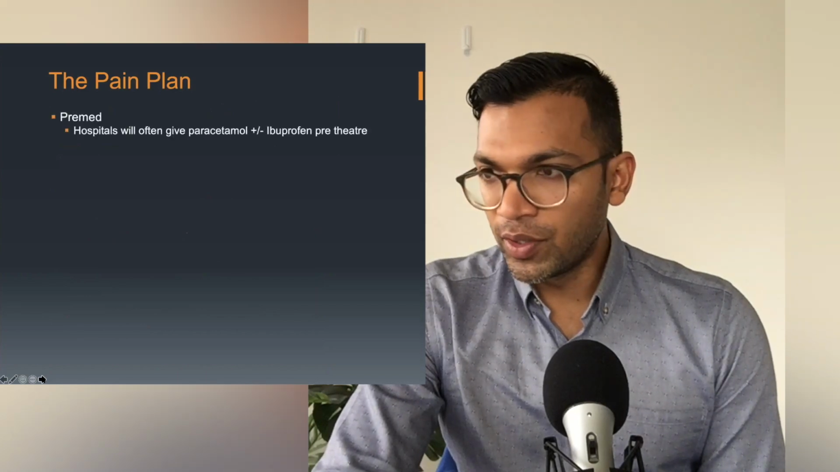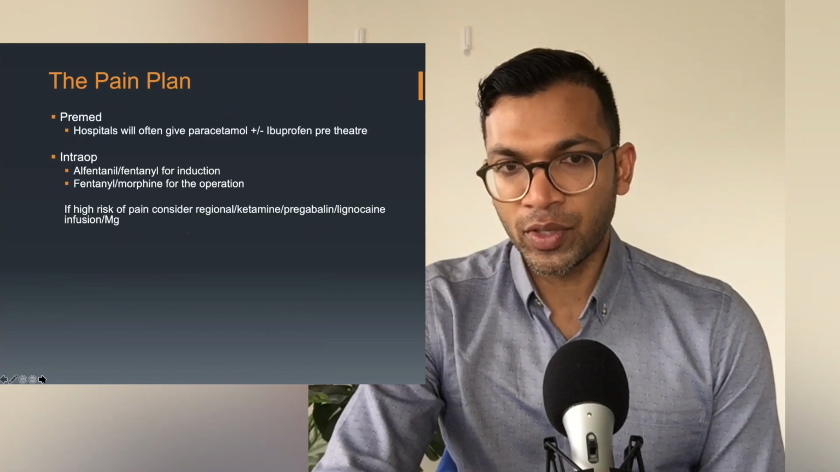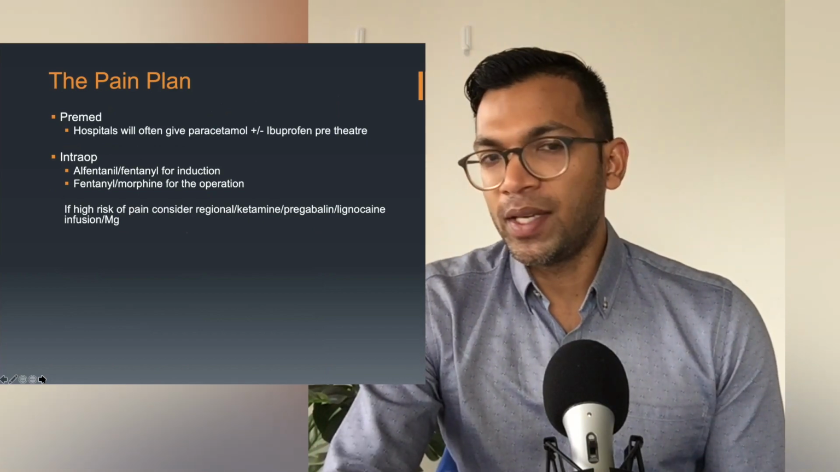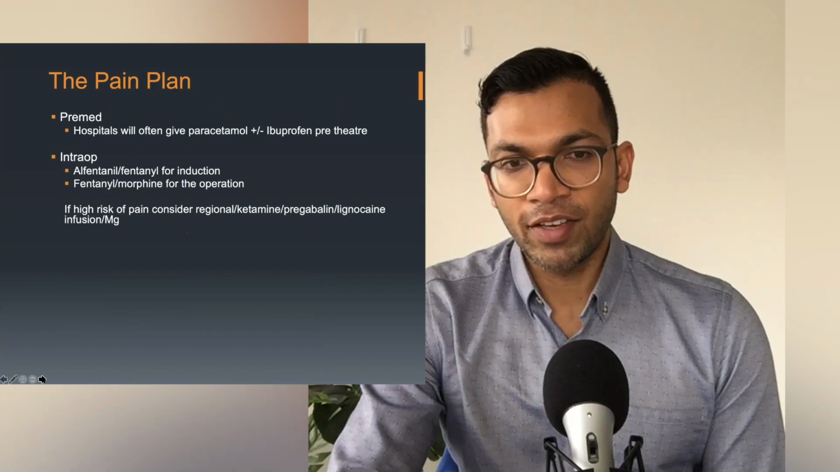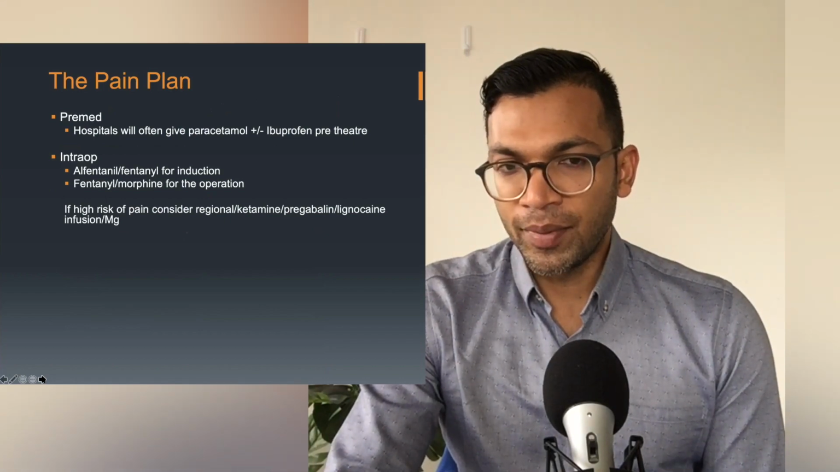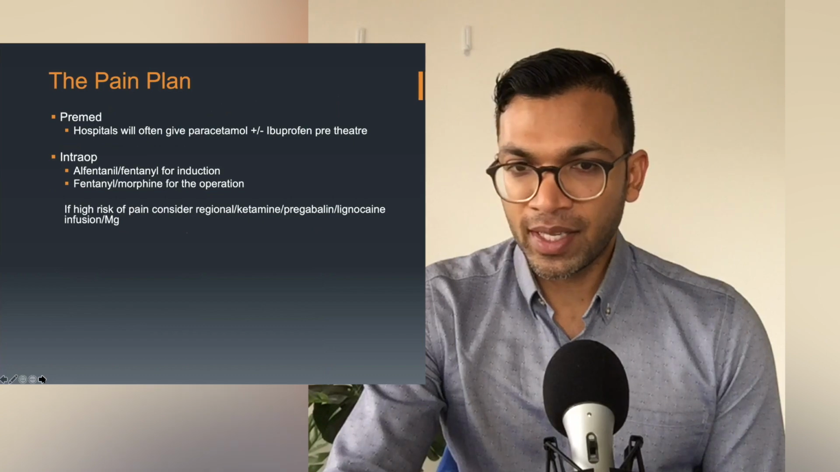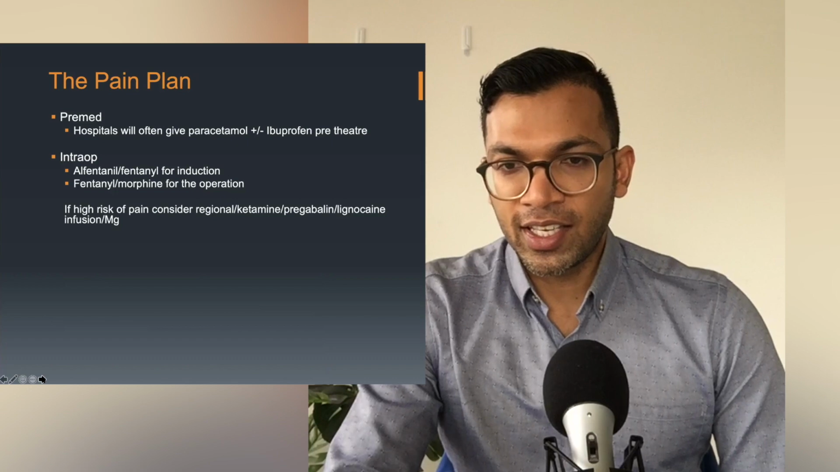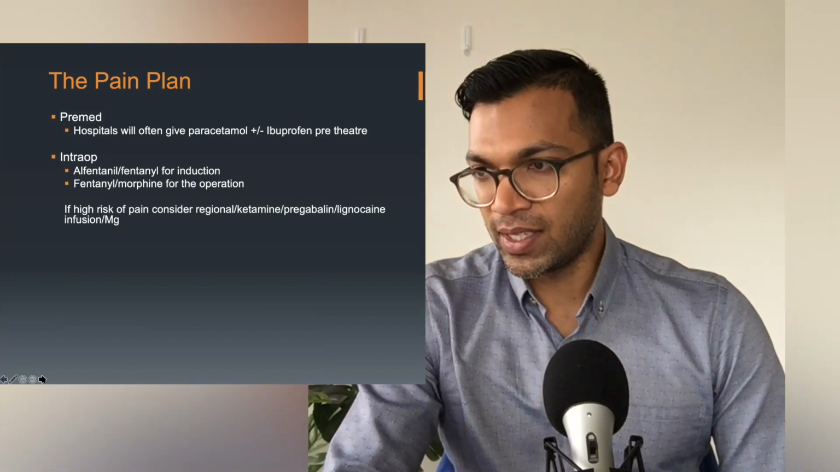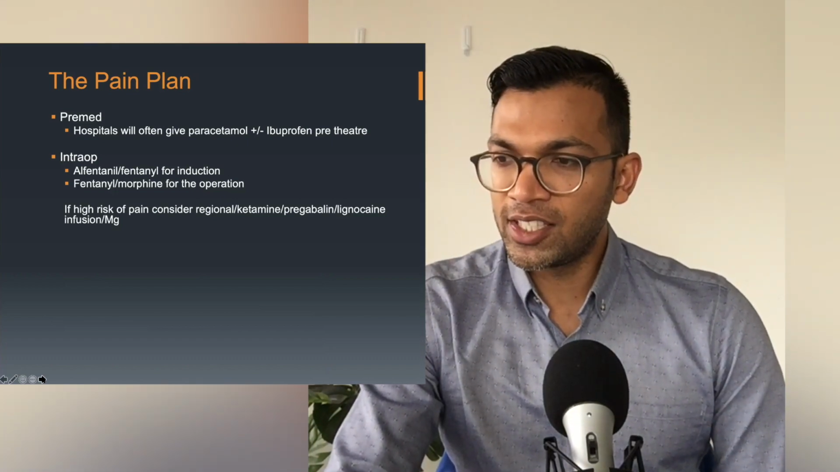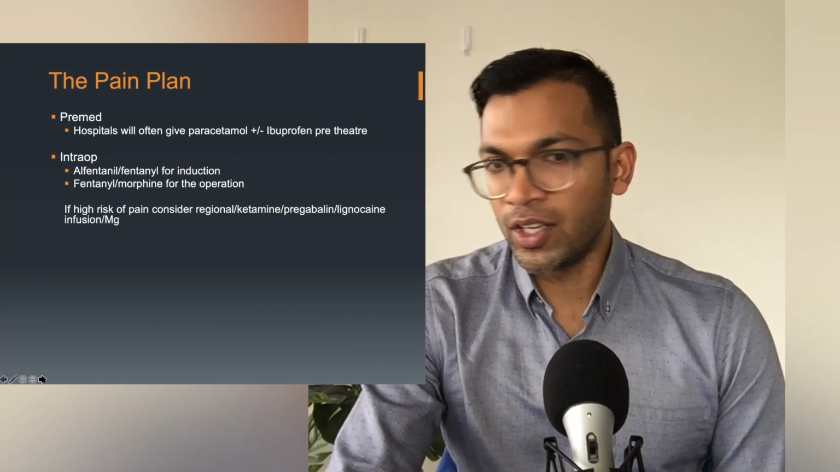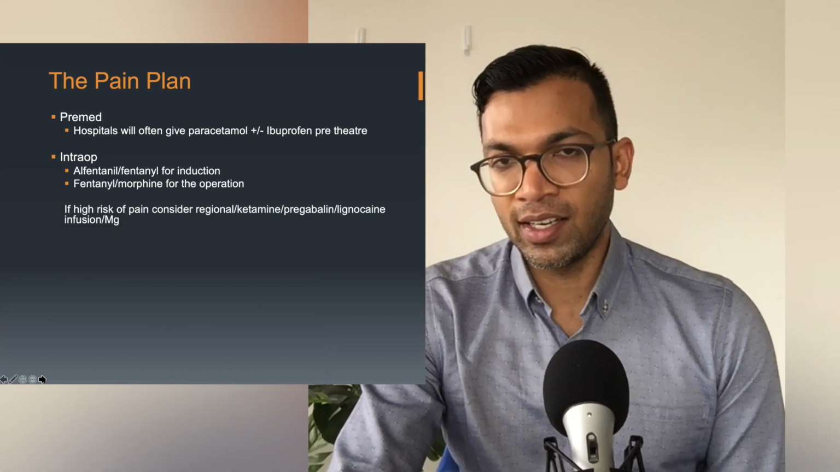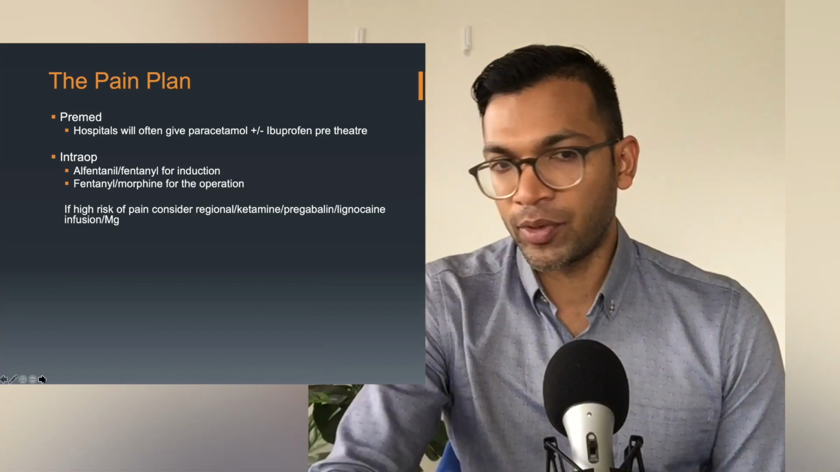The pain plan, a lot of you would already have seen. Often patients will have pre-medication with paracetamol and ibuprofen before theater. You might, generally speaking, give alfentanil, fentanyl for induction, then fentanyl or morphine for the operation. So just get used to asking and making decisions about that. And then if you think the patient's at high risk of post-op pain, regional anesthesia, ketamine, pregabalin, lignocaine infusion, and magnesium. If you have a patient who's in that kind of situation, just ask your boss, can we try running this or that? And better yet, look up the recent paper on how to run lignocaine and then offer that as a suggestion for your next big laparotomy.